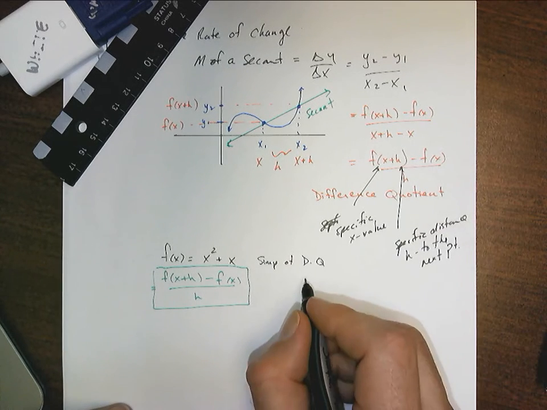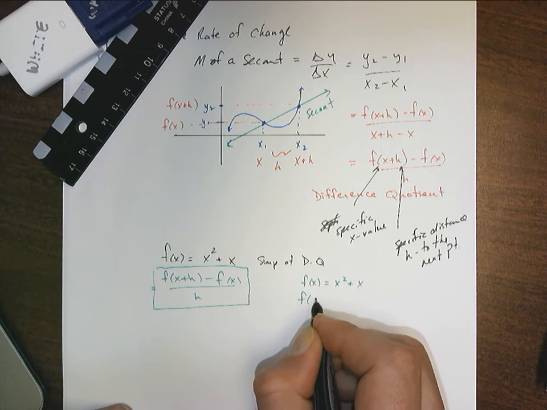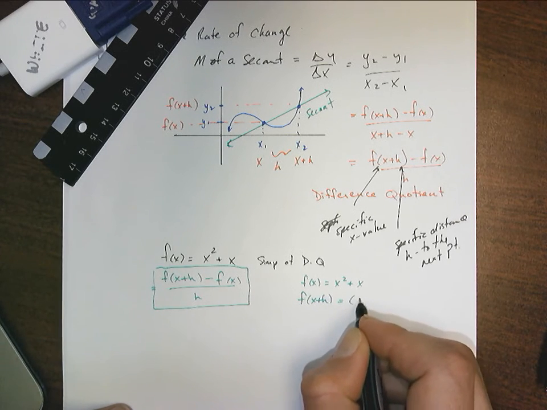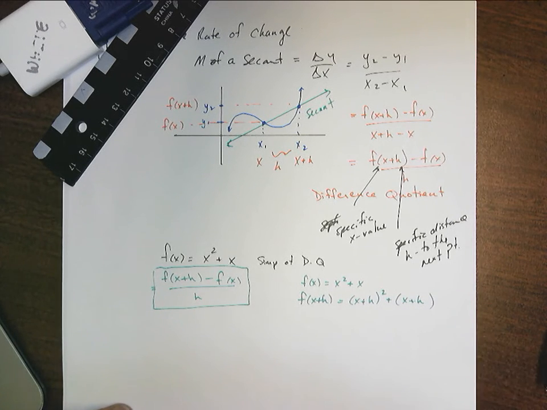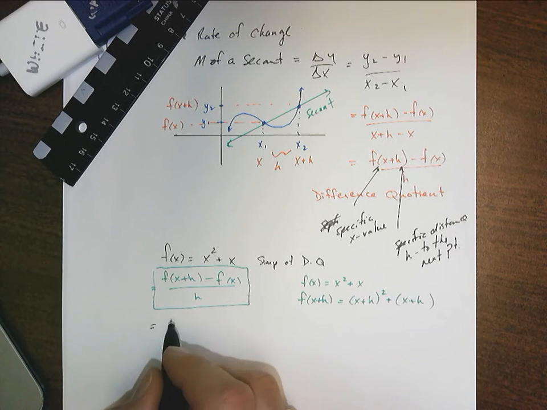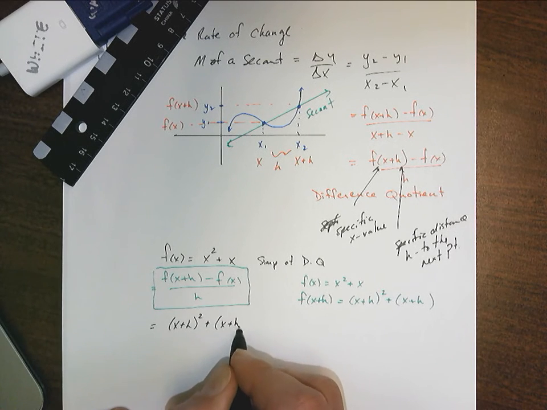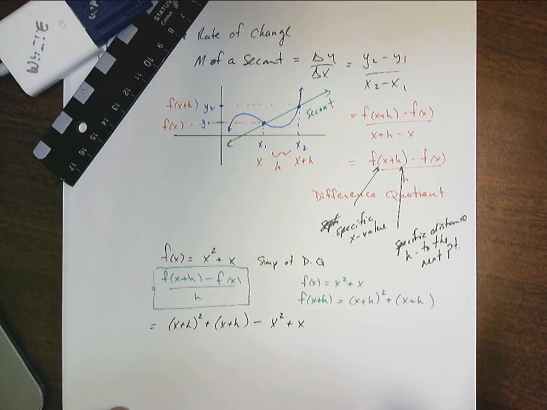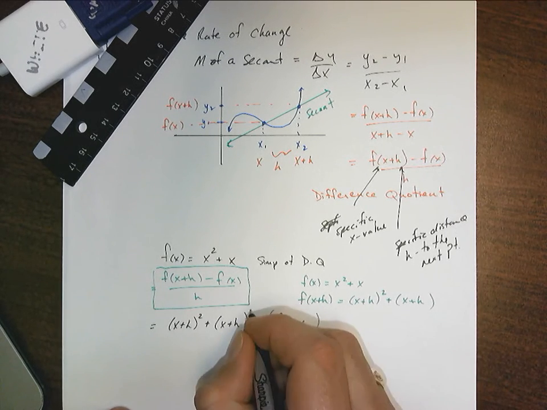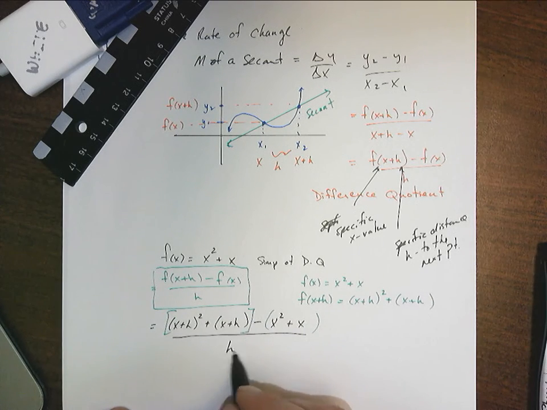So over here we know that f of x is equal to x squared plus x. You know that f of x plus h is equal to x plus h squared plus x plus h. And so that will expand and we'll get different things. So anyway, what's going to happen here is x plus h squared plus x plus h, subtract f of x, which is x squared plus x. You better remember your brackets. And we're going to put that all over top of h.